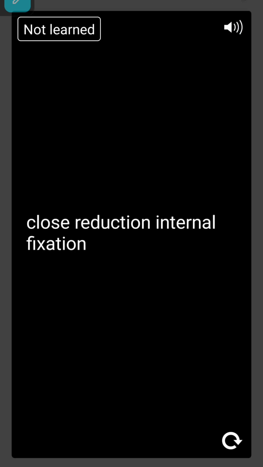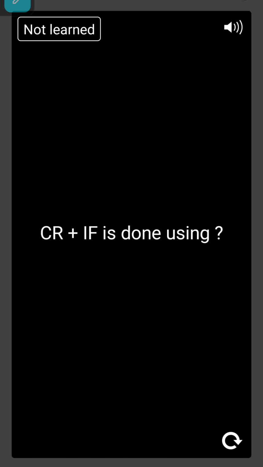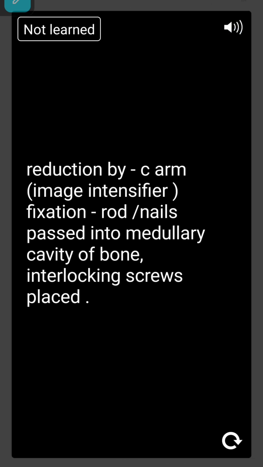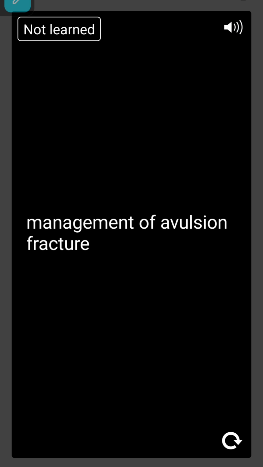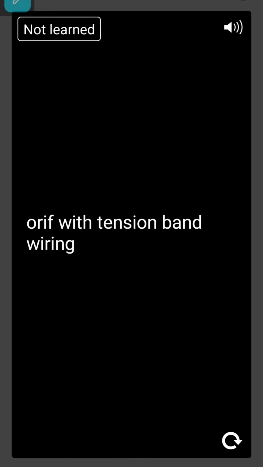Closed reduction internal fixation. CRIF is done using reduction by C-arm image intensifier. Fixation: rod nails passed into medullary cavity of bone, interlocking screws placed. Management of avulsion fracture: ORIF with tension band wiring.